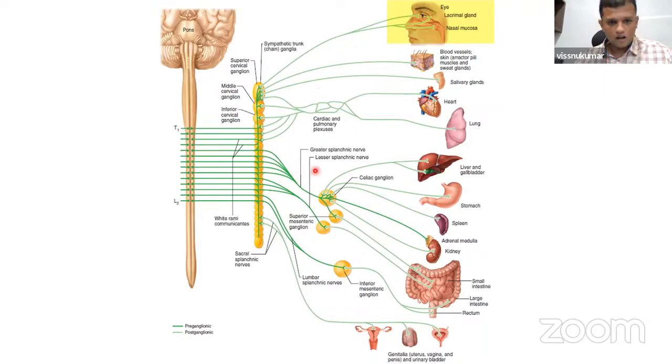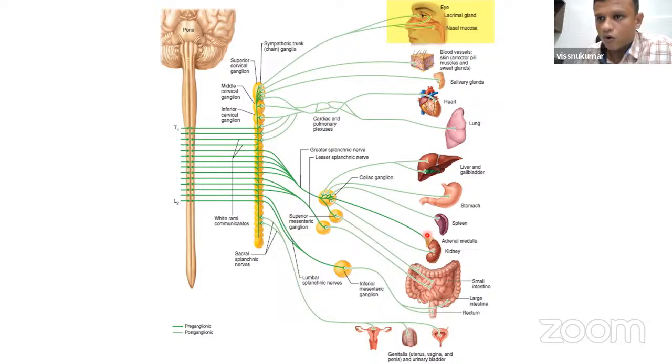Now, coming to the topic per se, we see that T5 to T9 unite to form the greater splanchnic nerve. And T9 to T12 form the lesser splanchnic nerve. They all join together to form the celiac ganglion. And from the celiac ganglion, the postganglionic fibers go to the respective abdominal viscera and they do the innervation. So we have two nerves. The efferent nerve of the upper abdominal viscera innervation is from T5 to T12, that is the splanchnic nerve. From T5 to T12, they go to the celiac ganglion, and postganglionic fibers supply the upper abdominal viscera.